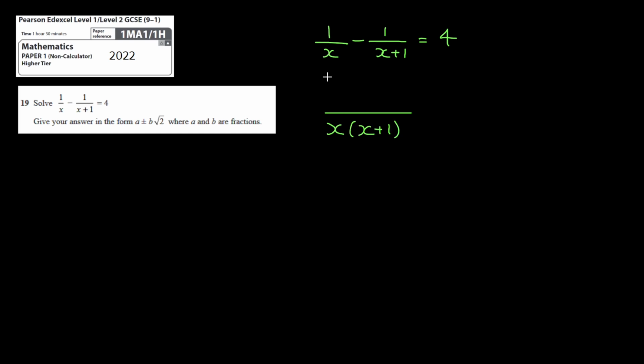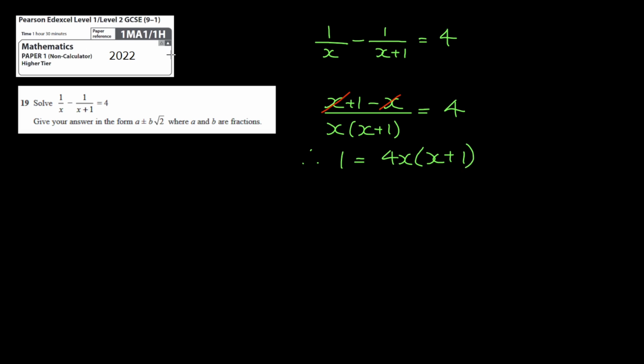Then the routine. x goes into the denominator x plus 1 times, minus x plus 1 goes into the denominator x times. Straight away this pair of x's cancel each other out. That just leaves 1 on the top here, and we cross multiply by x plus 1. So therefore 1 is equal to 4x plus 1. Well, that looks a lot nicer.